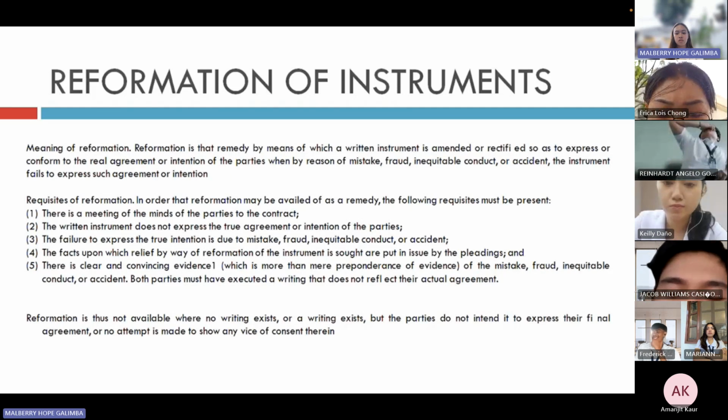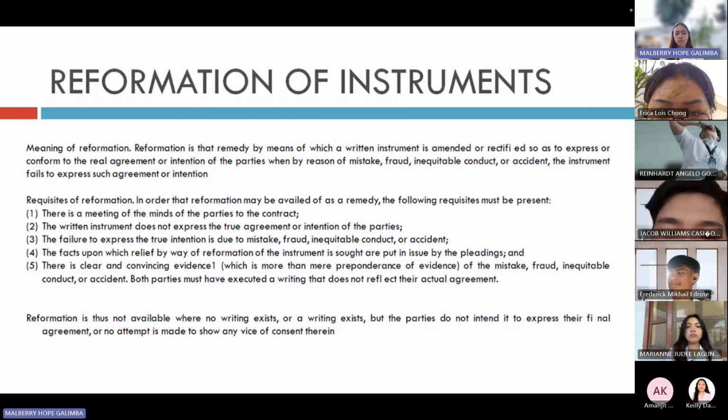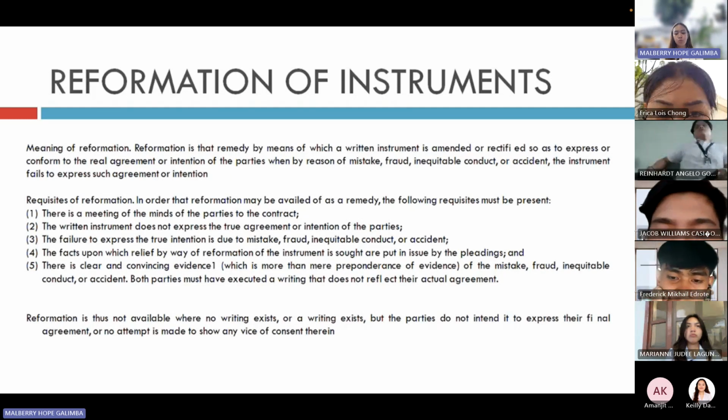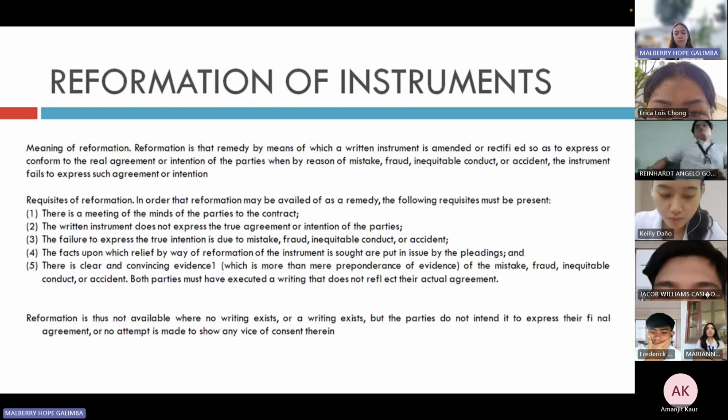The facts upon which relief by way of reformation of the instrument is sought are put in issue by the pleadings. And there is clear and convincing evidence, which is more than mere preponderance of evidence, that it was due to mistake, fraud, inequitable conduct, or accident, and both parties must have executed in writing that it does not reflect their actual agreement.